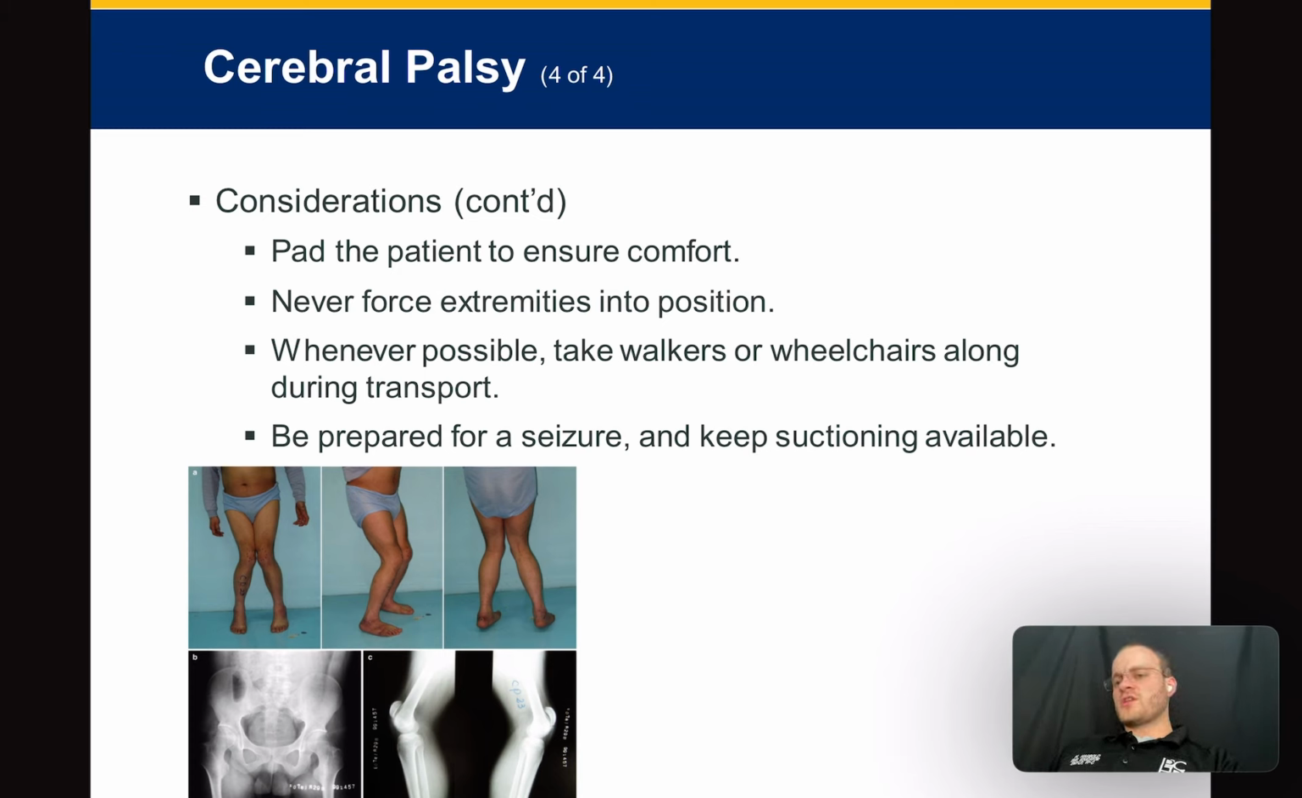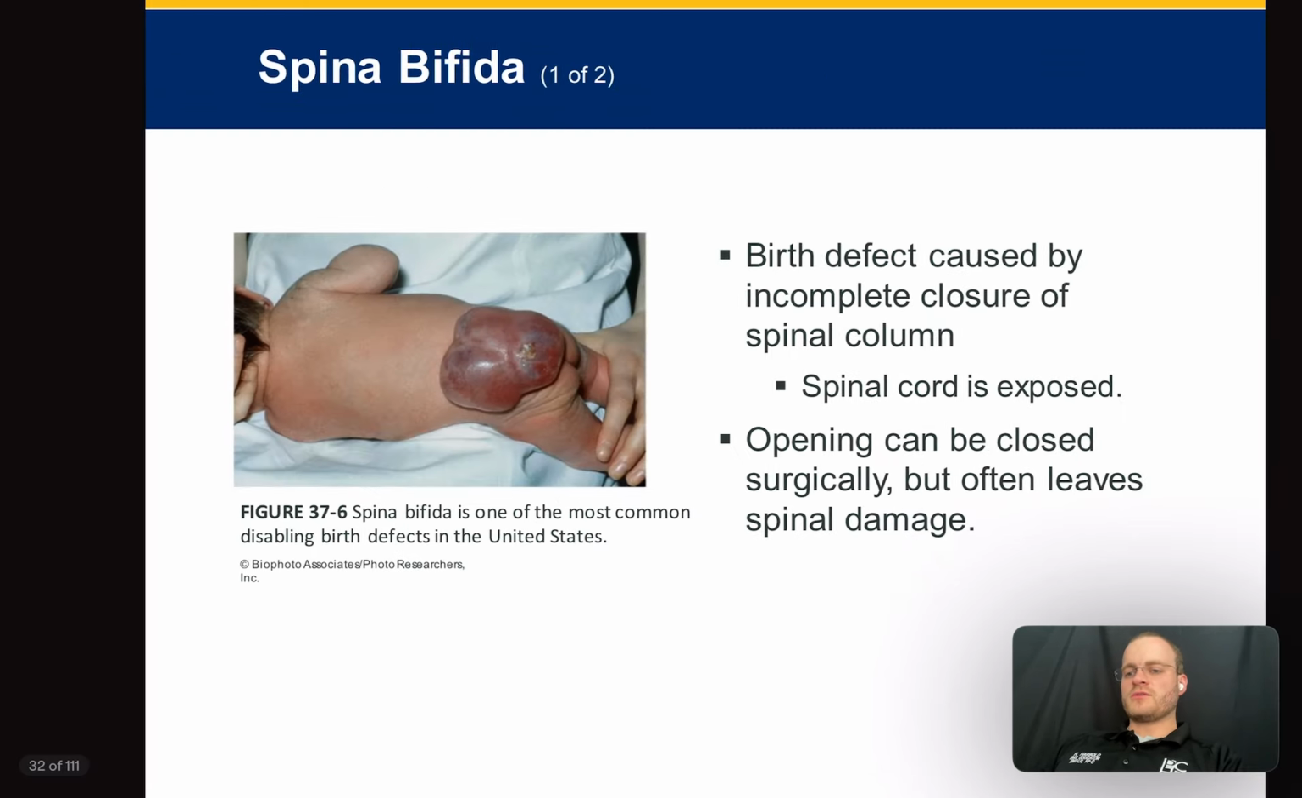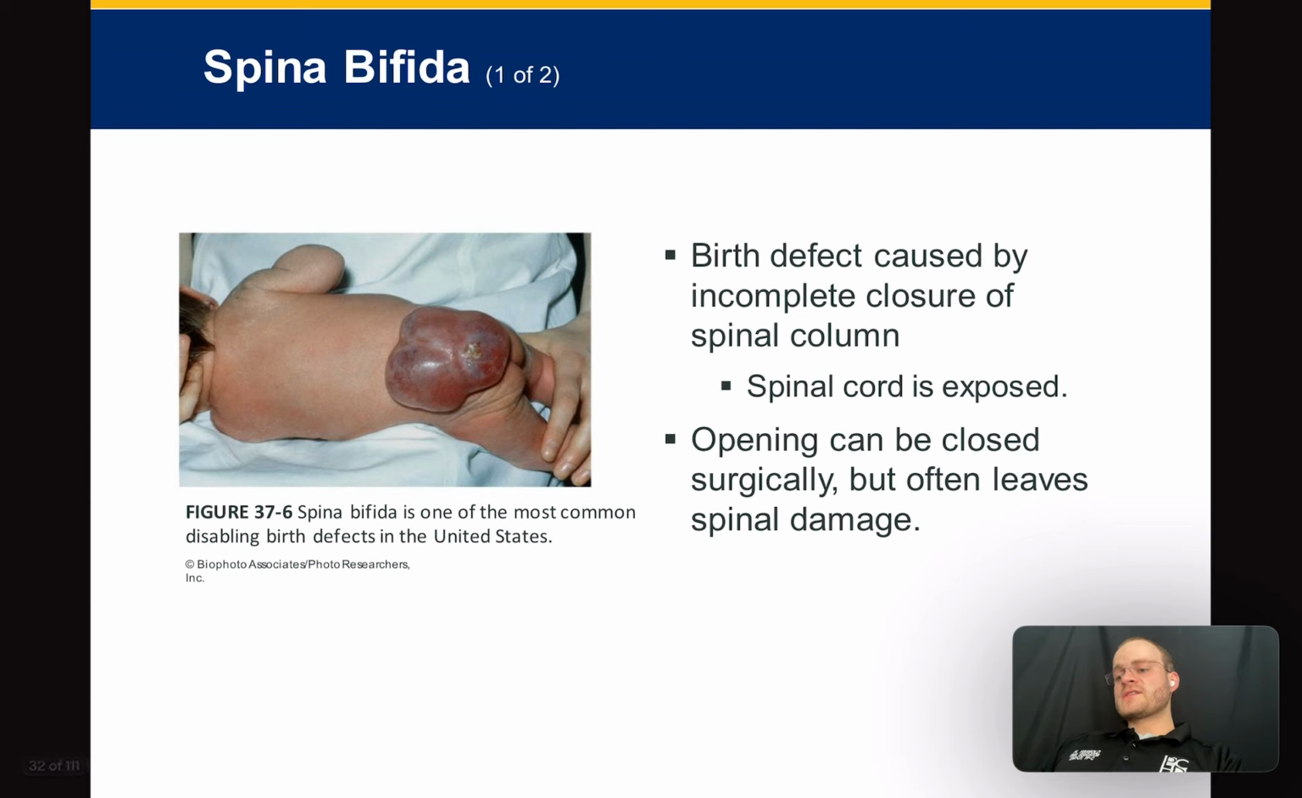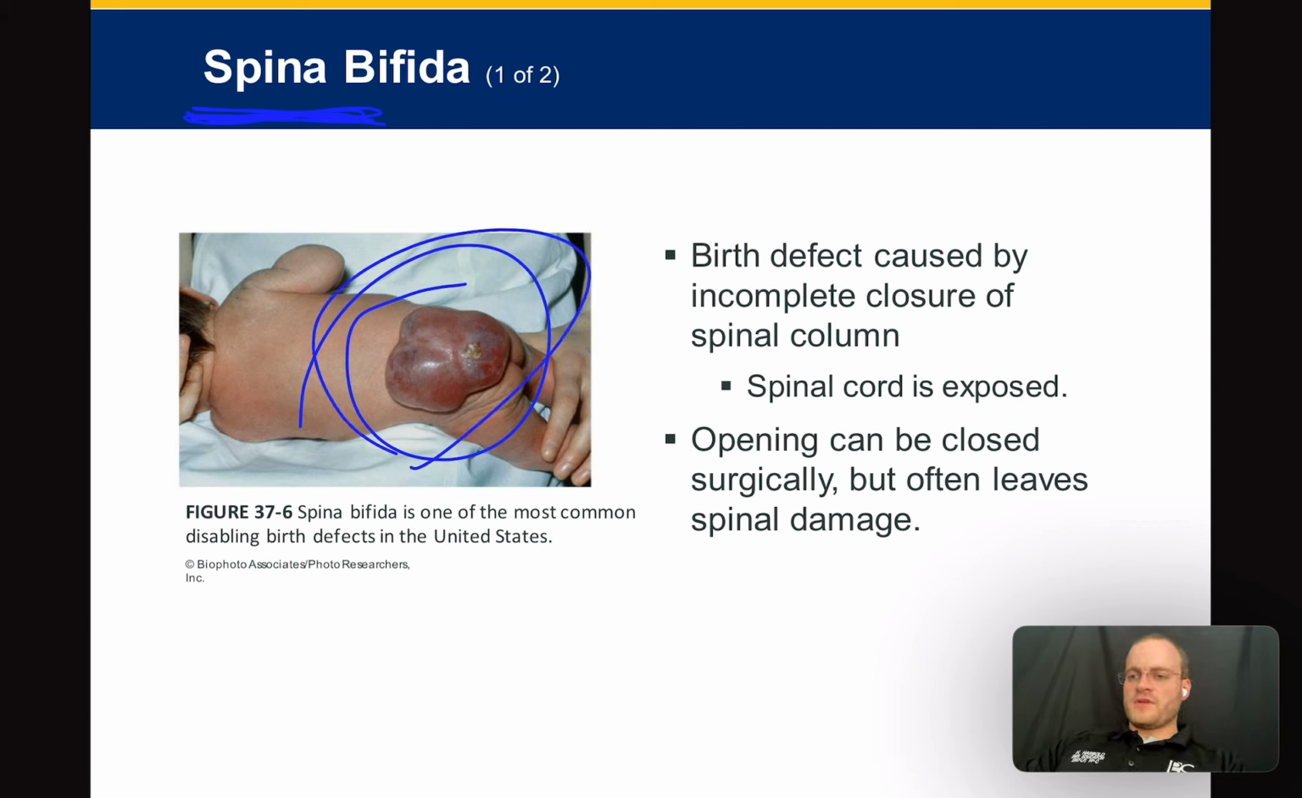Whenever possible, take the walkers or wheelchair along with you during transport. Be prepared for a seizure and keep suctioning available. Now, the next disorder is called spina bifida, right? Spina means the spine. So if they mention something's wrong with the spine, like a big old meningocele or myelomeningocele or whatever it is, you need to be aware that they're probably describing spina bifida.